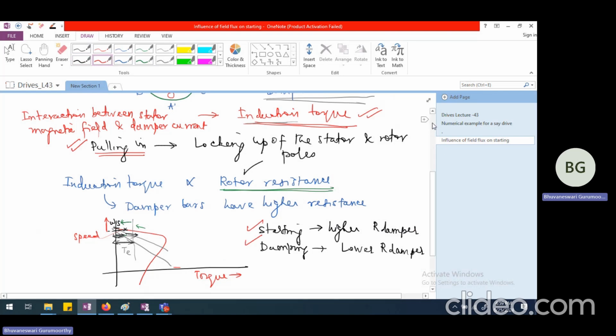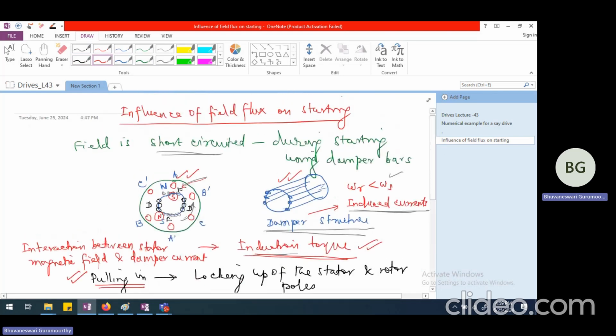Similarly, if we have a permanent magnet motor, which already has the magnet in place, you cannot turn off the field. You cannot short circuit the field in that permanent magnet machine. So in a permanent magnet machine, the field is always on. Even during starting, the field is going to be on. You cannot switch it off. If the field is on, what will happen is in the stator winding, apart from 50 hertz current, there will be other frequency currents also flowing.